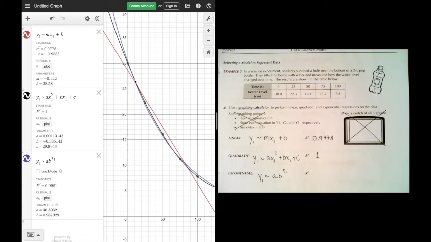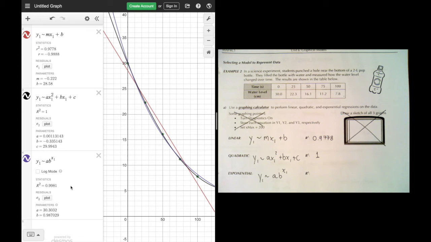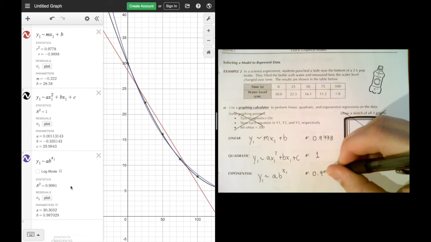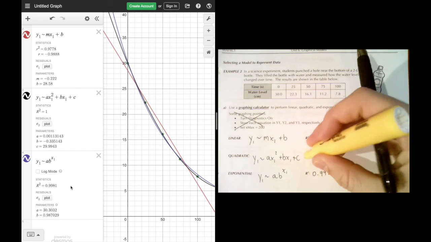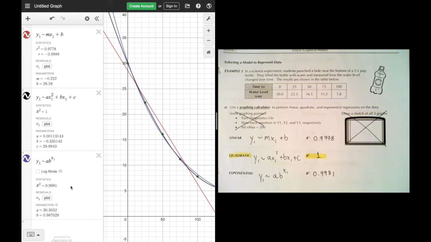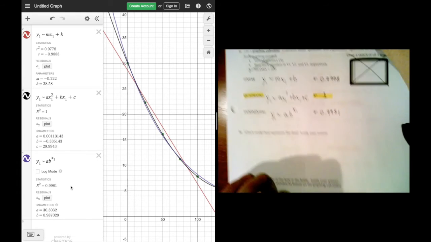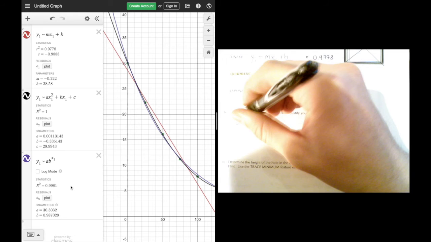All right, there we got all three of our regressions on there. We got our purple exponential, our black quadratic, and our red linear. And ooh, look at how close that r squared for our exponential right here is, 0.9981. So if we take a look here, the r squared that's the highest is our quadratic model. So if we were to select the best model, we're going to pick the quadratic because that's the highest r squared value. So which model best represents the data? We would say quadratic.